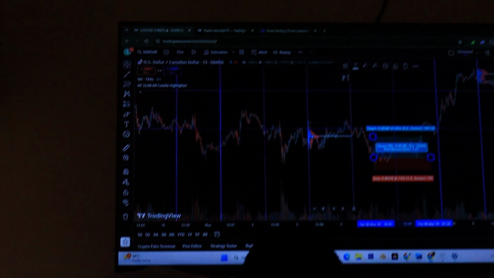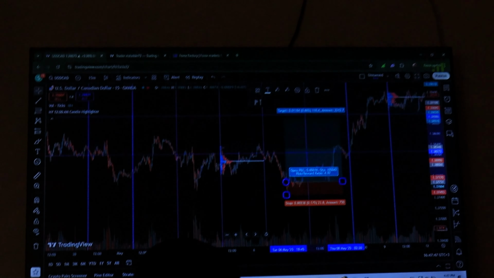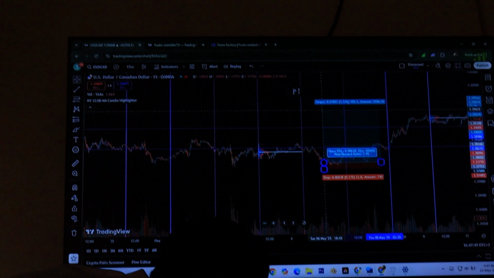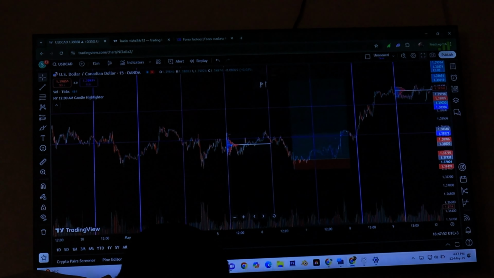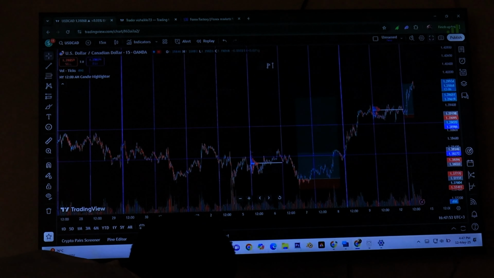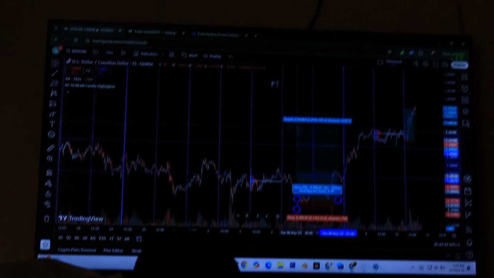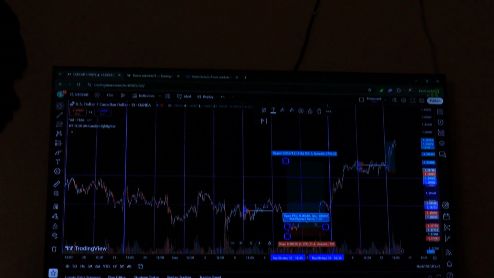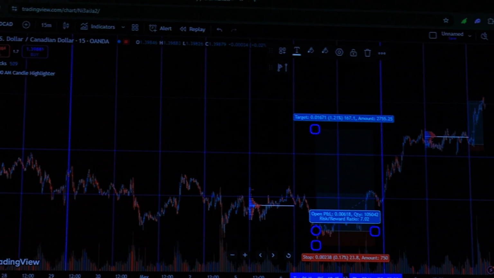This one. And personally, I target a 1:7 risk to reward. Come on, let's see if we will have achieved that. A 1:7 risk to reward.